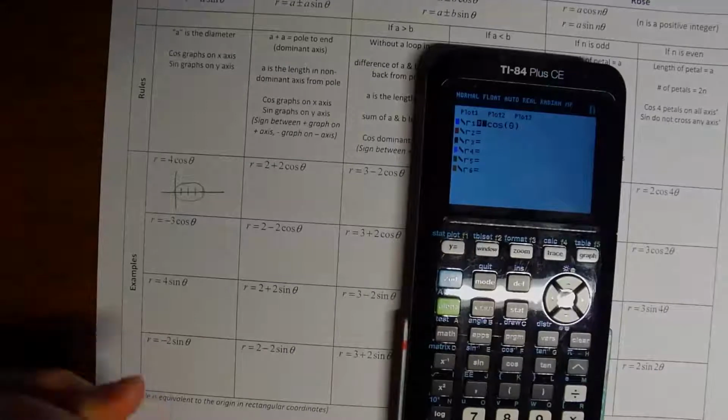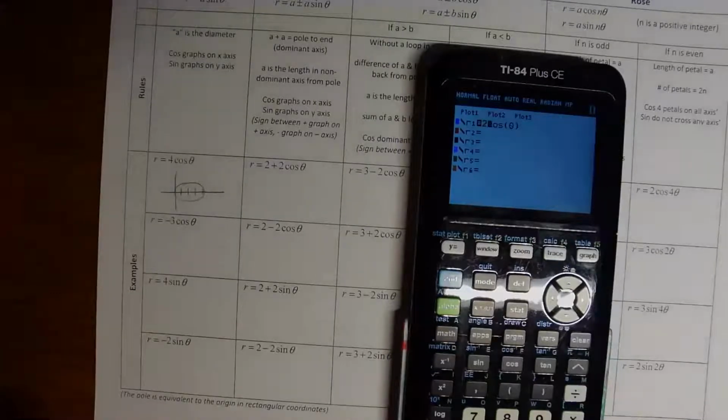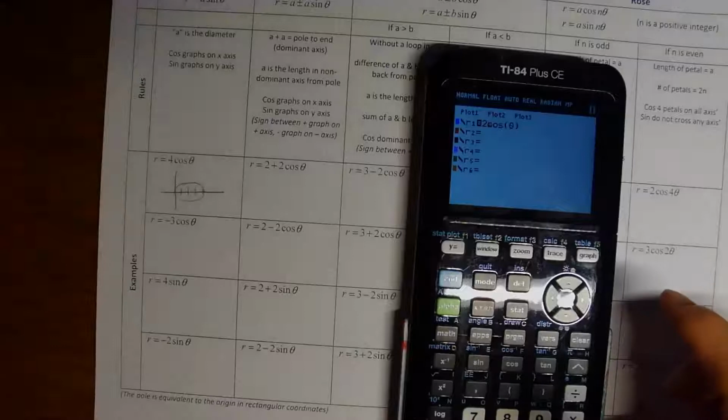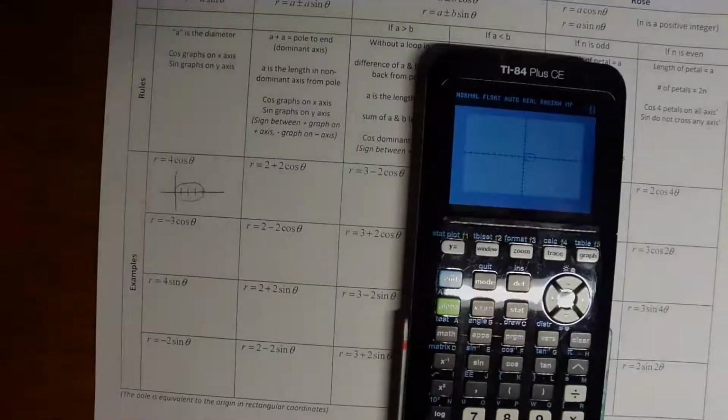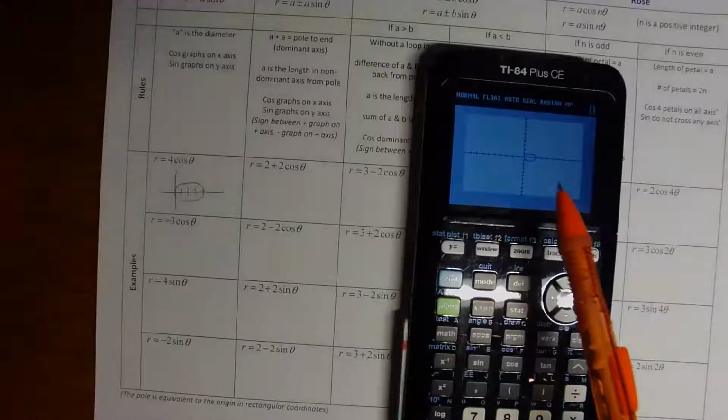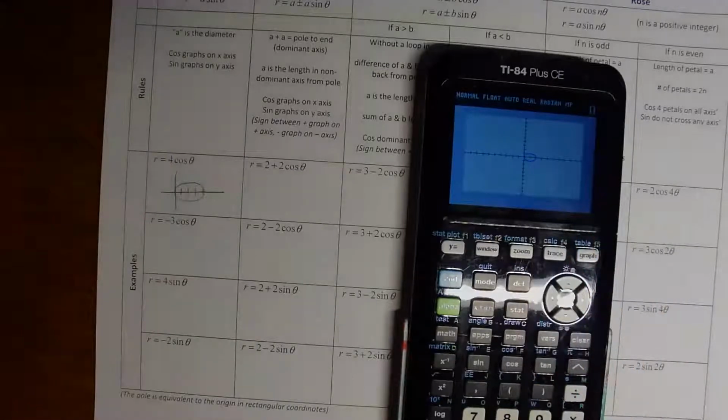Now, tell me something you might like to do to this to change it. Should we make the 4 into a 2? Just make it a 2. Now don't hit graph. What do you think will happen? Well, let's hit graph. What happened? It got smaller. How far across is it now?